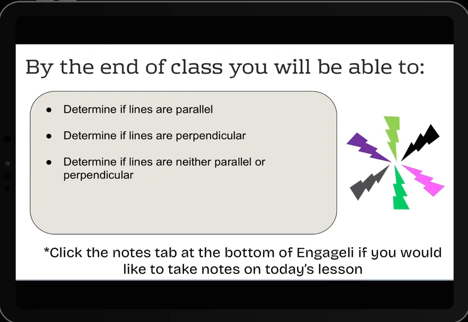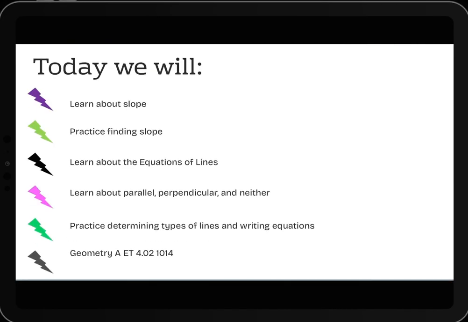Today at the end of class, you're going to be able to determine if lines are parallel, perpendicular, or neither. To do this, we're going to talk about slope, finding it and practicing that, learning about equations of lines, learning about parallel, perpendicular, and neither, and we're going to be practicing determining the types of lines and writing equations of lines.